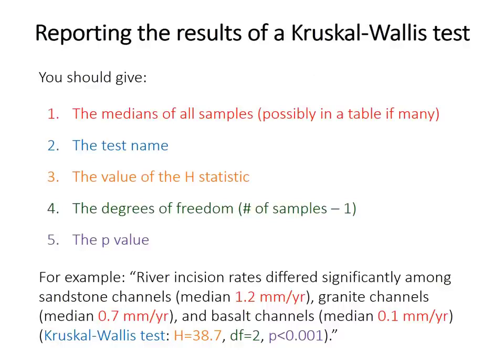So here's what you should report when you are describing the results of a Kruskal-Wallis test. You should list the medians or give them in a table if there's a lot. Even though the method doesn't test for differences in median, it is the best measure of central tendency for non-normal data. As always, you should report the test name, the test statistic H in this case, the degrees of freedom, and the p-value. And so make sure to use the correct phrasing about significantly different versus not significantly different. An example of how you might report a Kruskal-Wallis result is given at the bottom here.